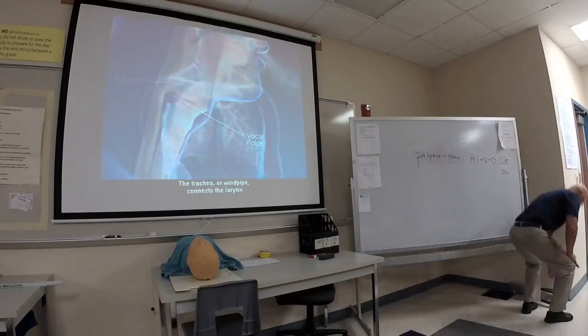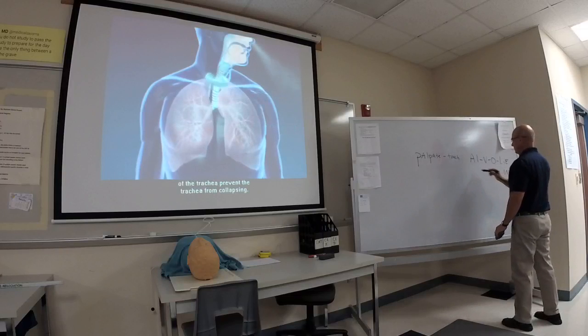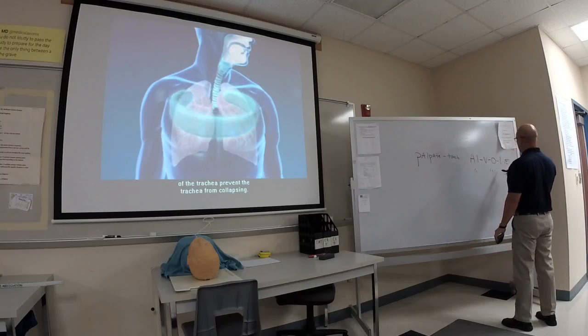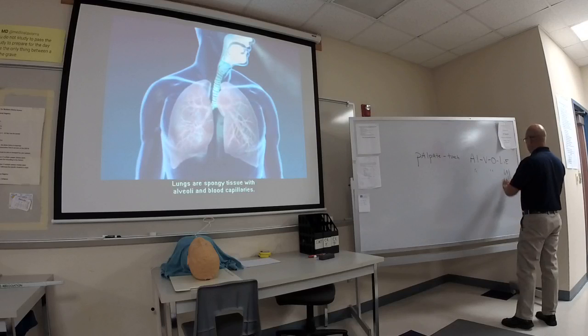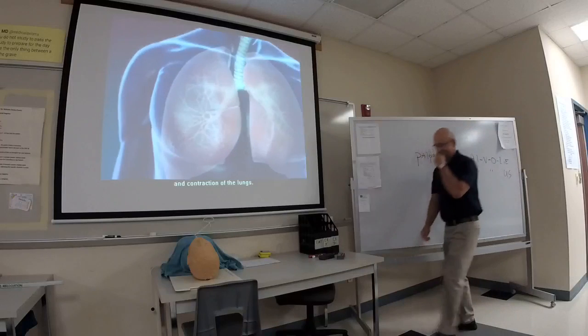The trachea, or windpipe, connects the larynx to the bronchial tree. The cartilage rings of the trachea prevent the trachea from collapsing. Lungs are spongy tissue with alveoli and blood capillaries. Breathing occurs because of the expansion and contraction of the lungs.